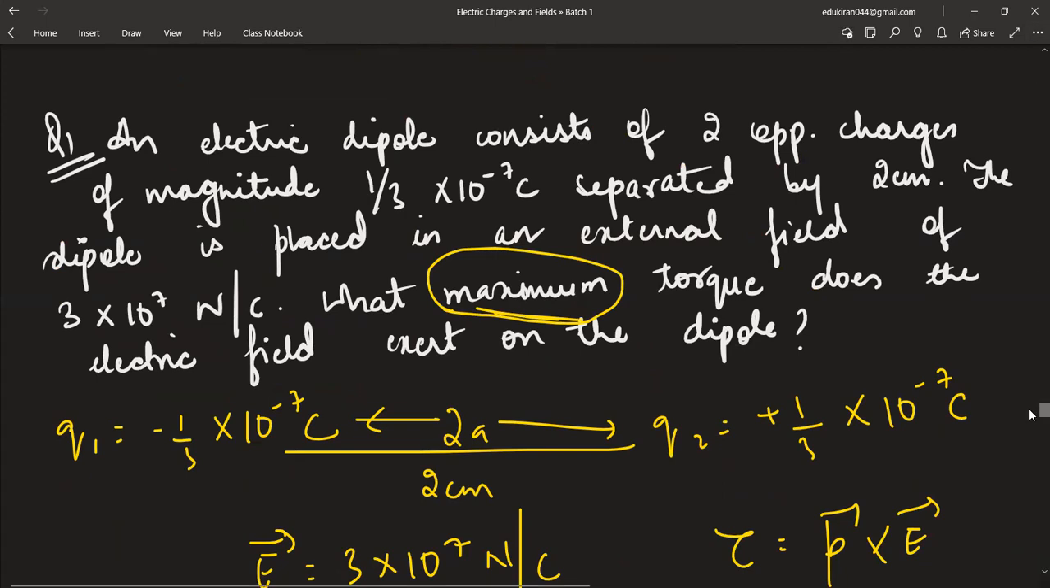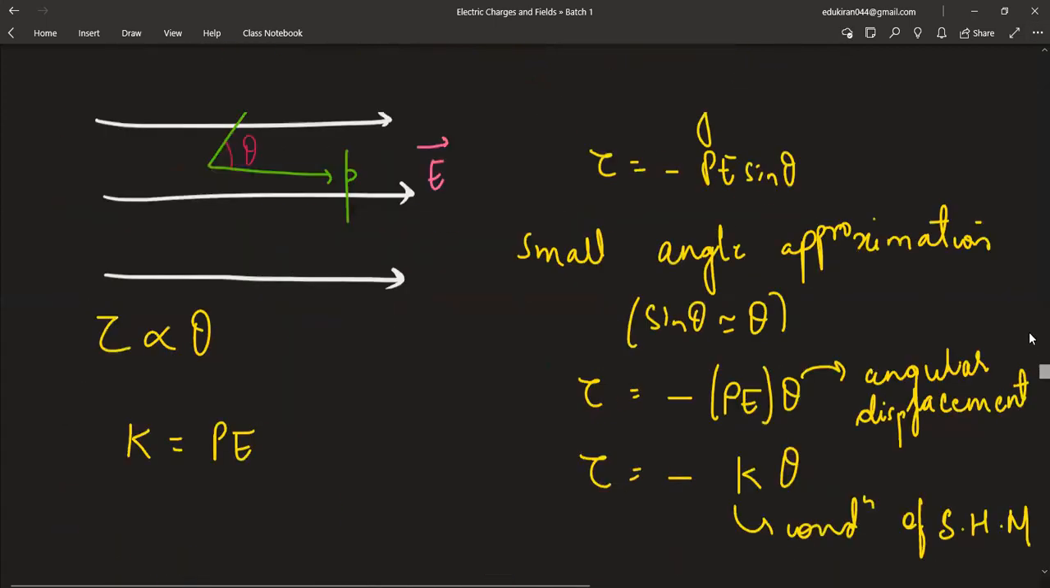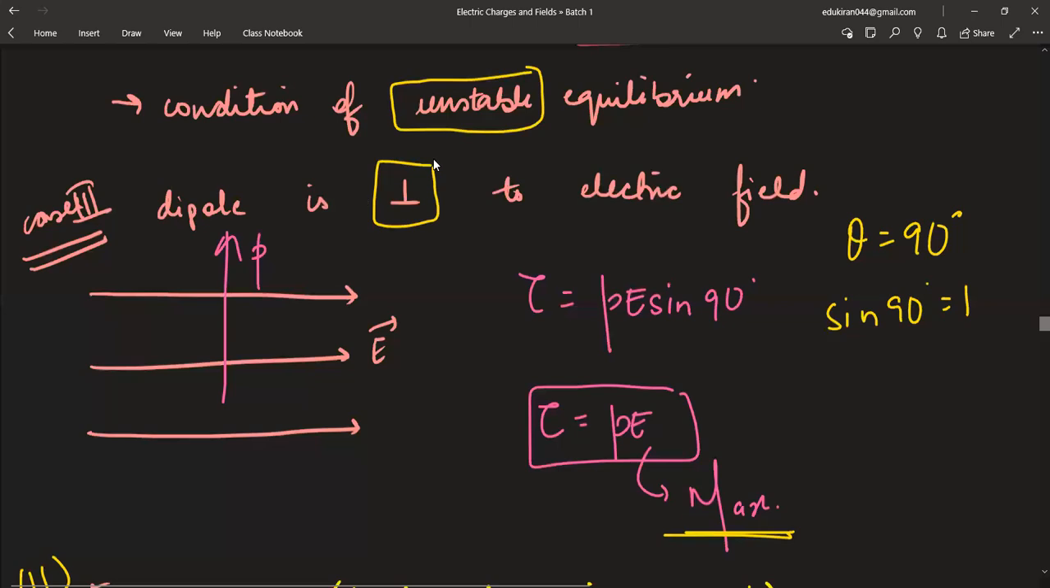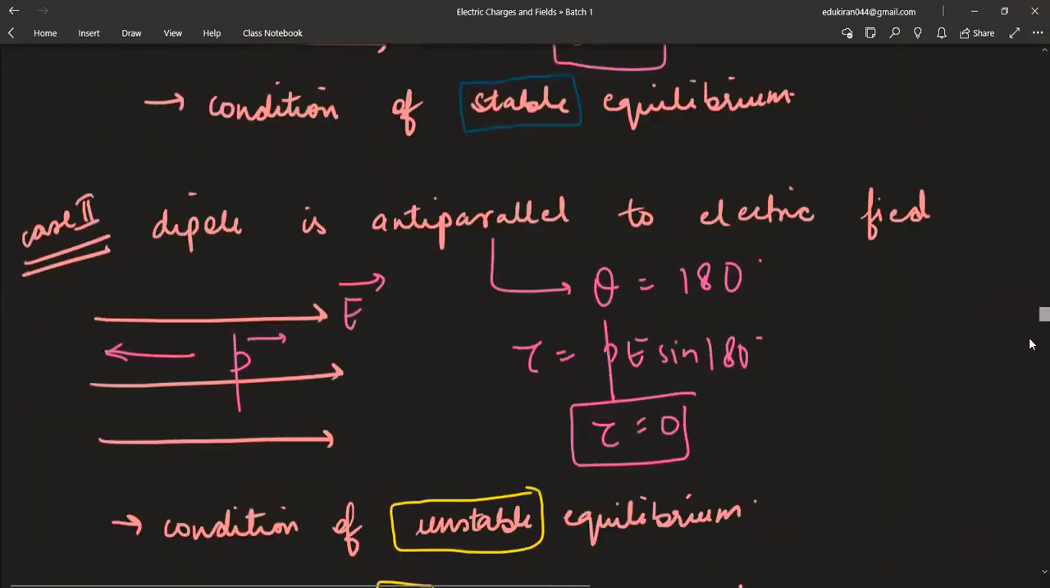In the last class, we discussed that maximum torque is achieved when the angle is 90 degrees. Clear? Because when you have theta as 90, sine 90 becomes 1. So when you write torque as PE, this is the maximum value. Otherwise, when we were taking 0 degree, 180 degree, or any other value, that was just coming 0.